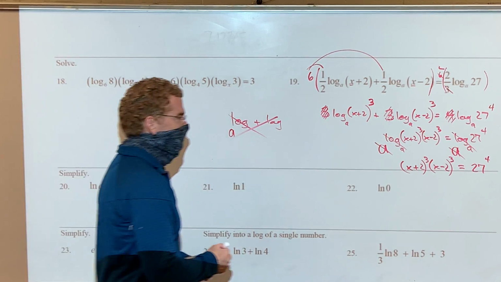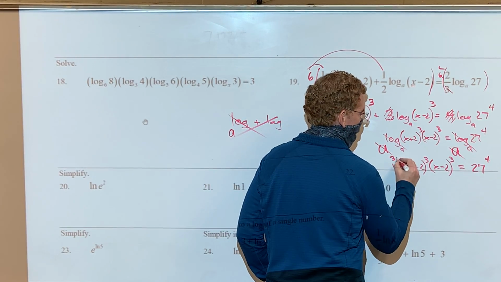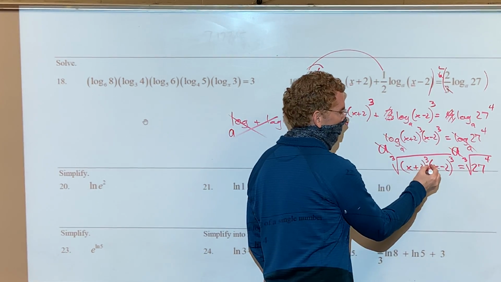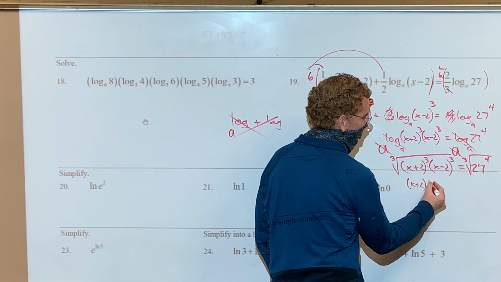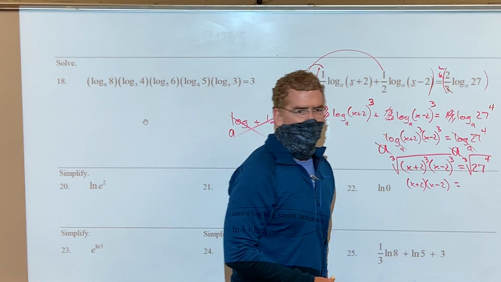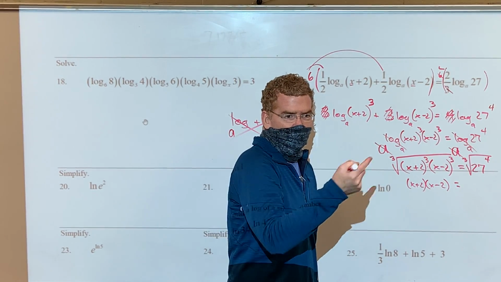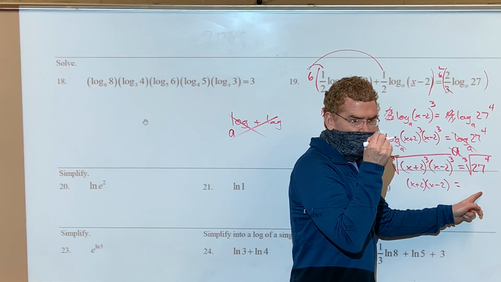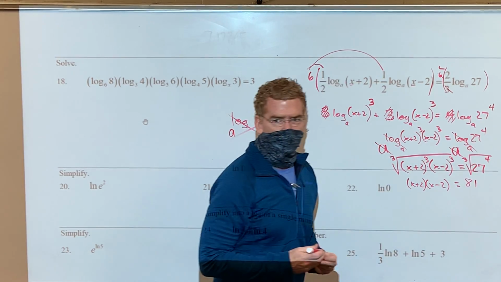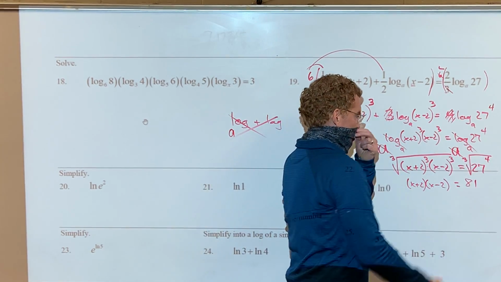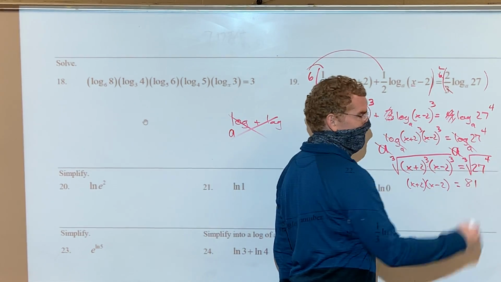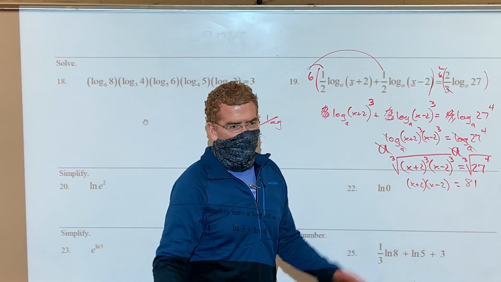Cube root both sides. So if I cube root the left and cube root the right, the cube root of that product just leaves me x plus 2 times x minus 2, right? And what's the cube root of 27 to the fourth? I don't have to do it to the fourth and then cube root it. I can do either way. So if I cube root it first, I get 3 to the fourth, which is 81. If I do 27 to the fourth, I get some massive number, and then I'd have to cube root it, and I'd get back to 81. But I don't know what that 3 to the 12 is, it's big.